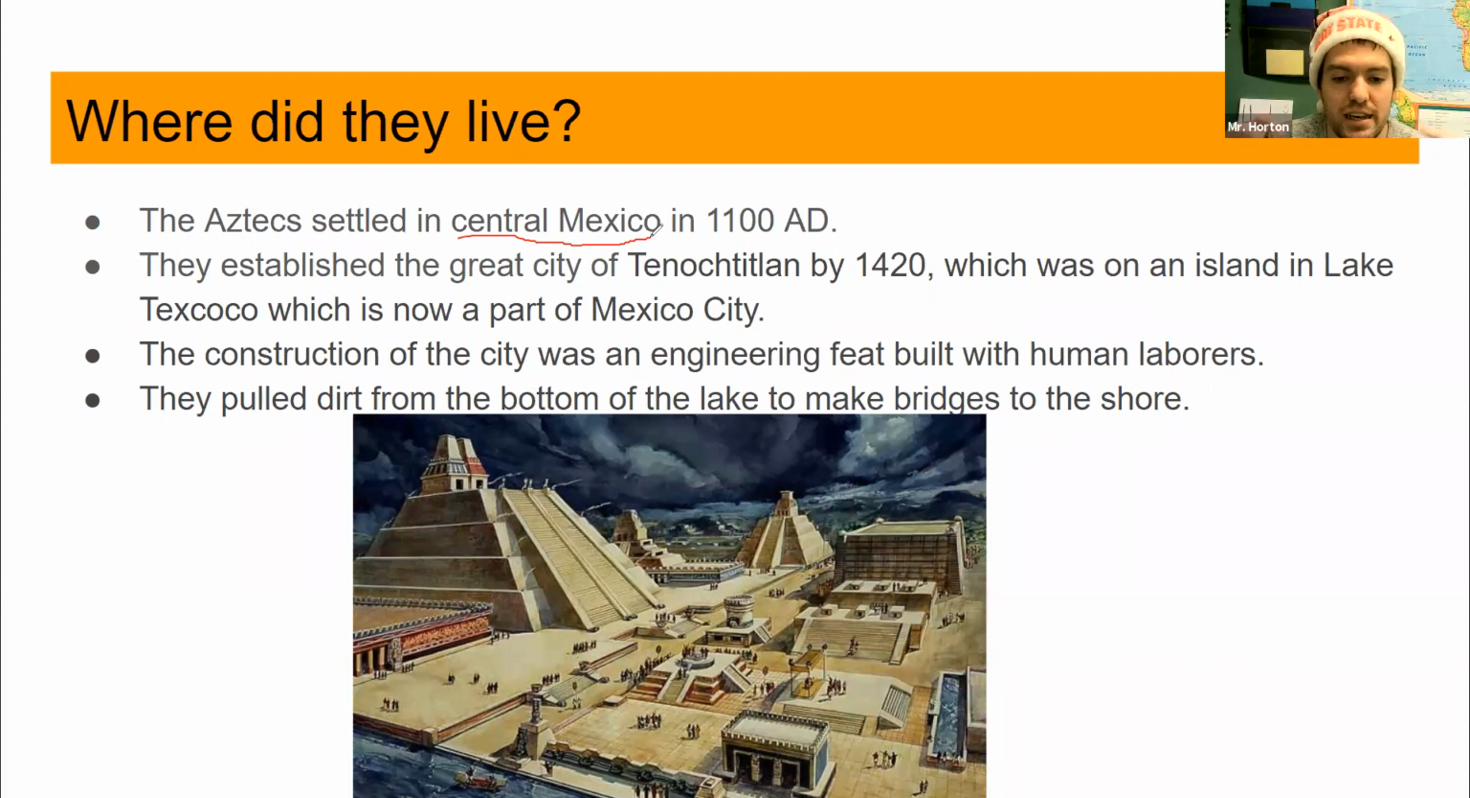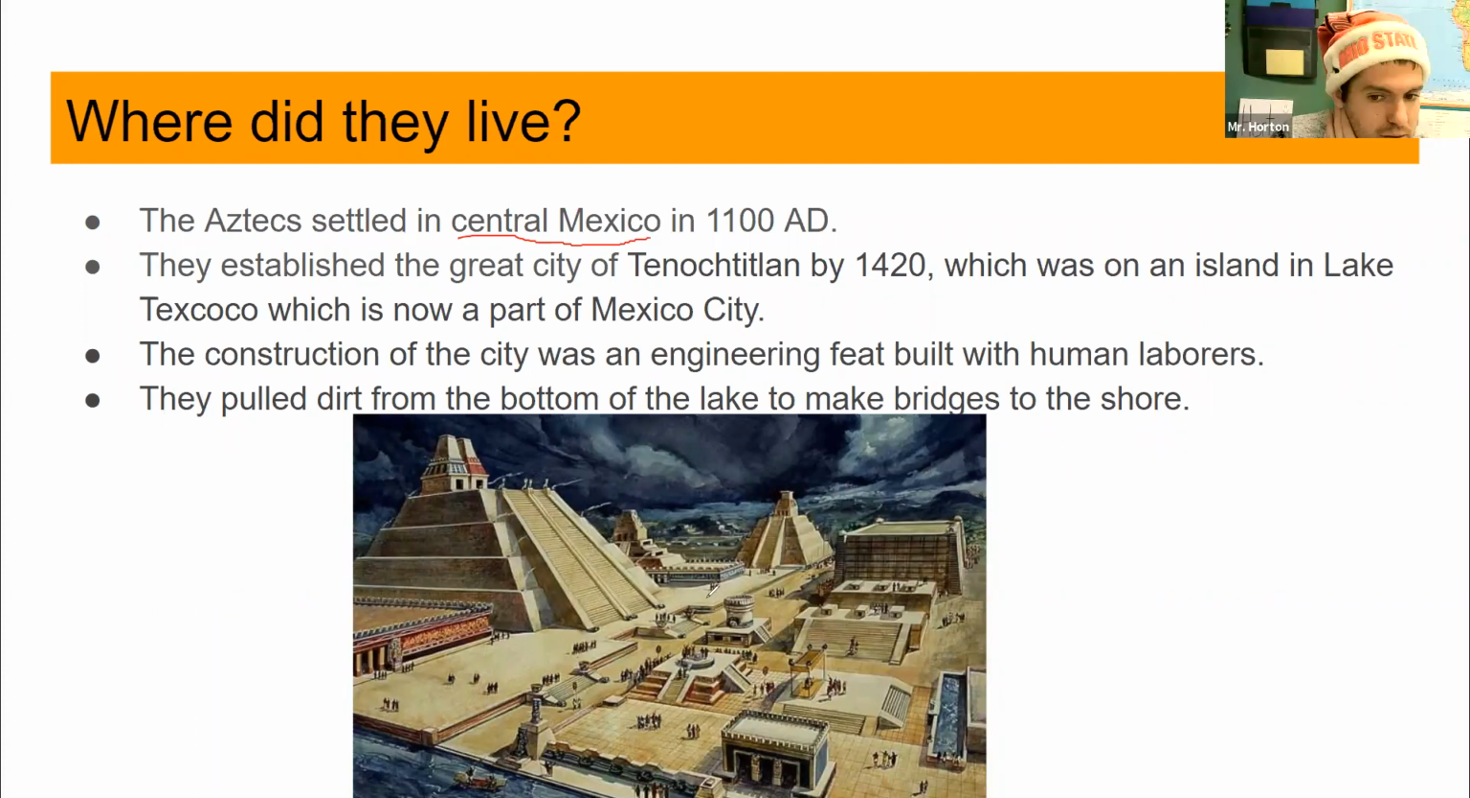So they finally stopped and settled in one location in the year 1100 AD. And they established this great city known as Tenochtitlan by 1420. And Tenochtitlan became their capital city, the main focus of their empire. And this is a little picture of Tenochtitlan down at the bottom.